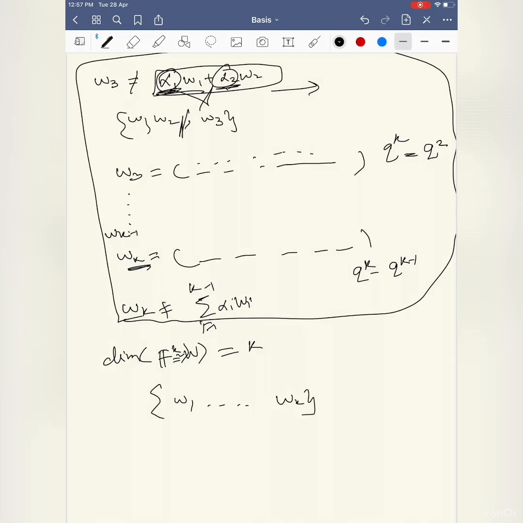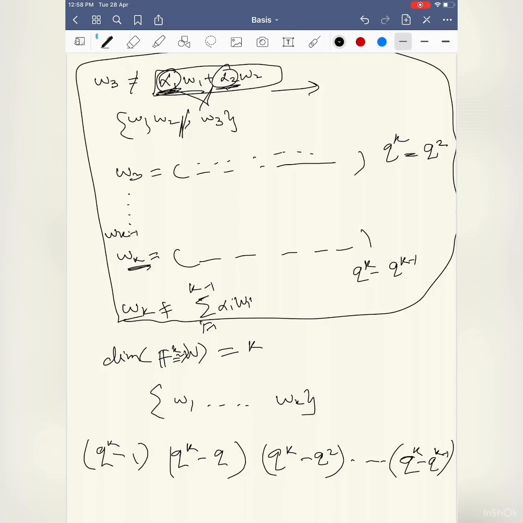So finally, how many choices do we have for w1? Any non-zero vector, q to the power k minus 1, in fact you can write q to the power k minus q to the power 0. For w2, q to the power k minus q, then q to the power k minus q squared, dot dot dot, finally q to the power k minus q to the power k minus 1. So this many elements. And this is exactly the construction of non-singular matrices, I mean invertible matrices. How many invertible matrices there are over a finite field, I will come to that.